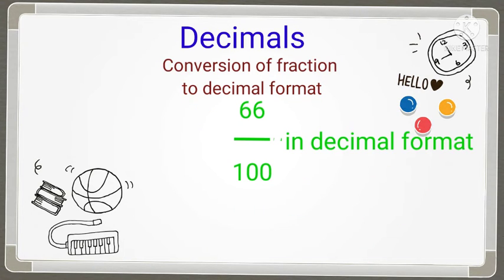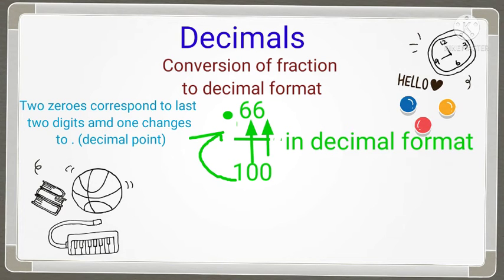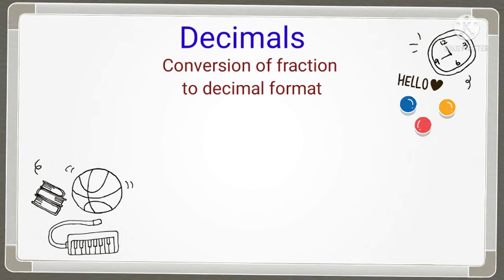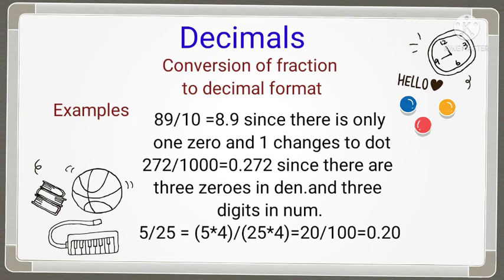Simply, if you have to write 66 over 100 as a decimal, simply write 66 and then place the decimal point before the last two digits as there are two zeros in 100. Now take a look at the given example for further clarification. If you have any doubts, do ask me in the comment section.